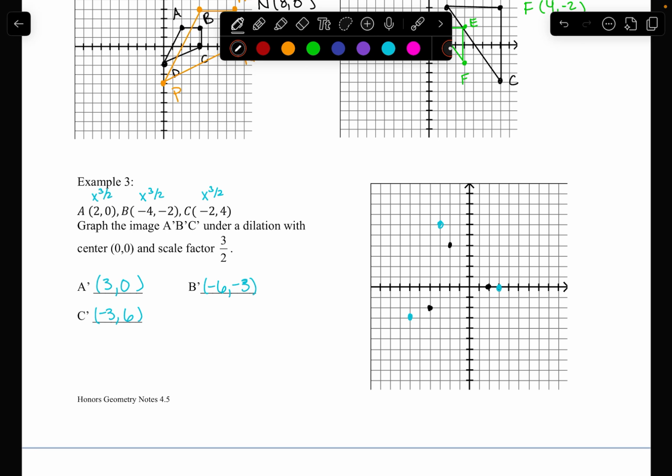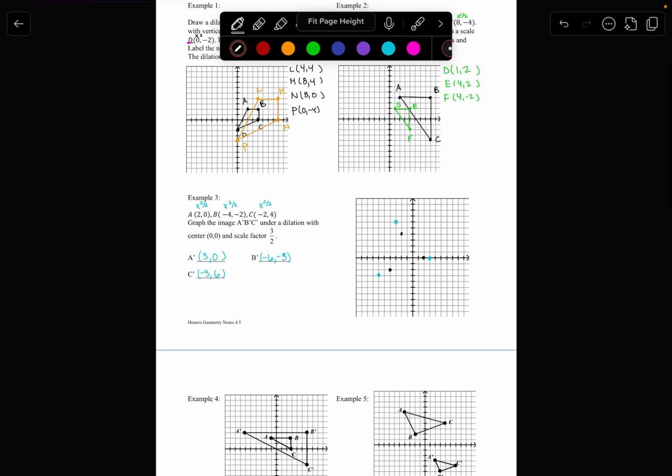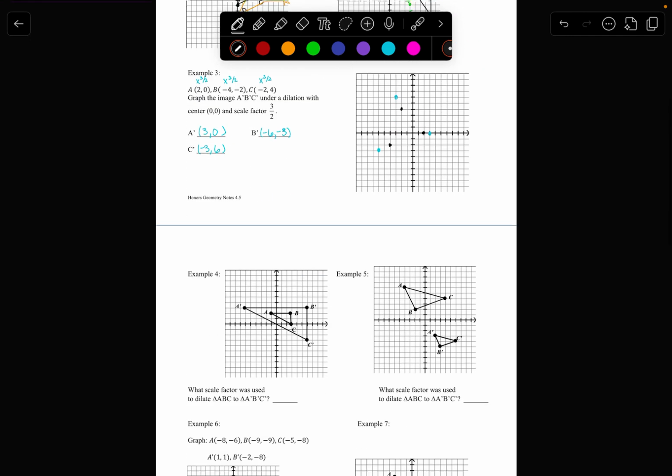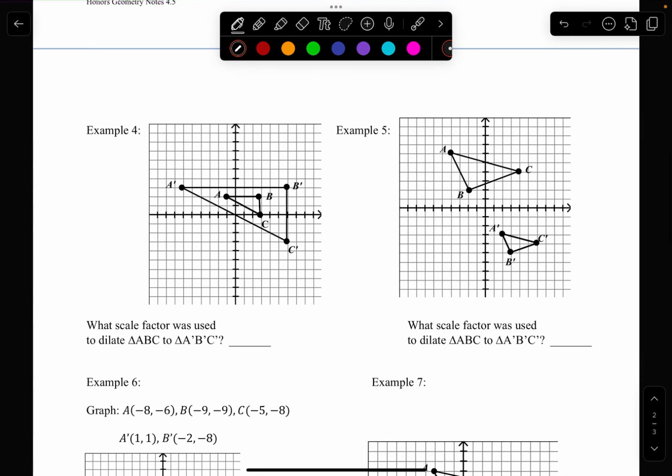All right. So there we go. That is using scale factor to find your new image. What happens though, if I give you your new image and your pre-image together and we have to figure out what the scale factor is?